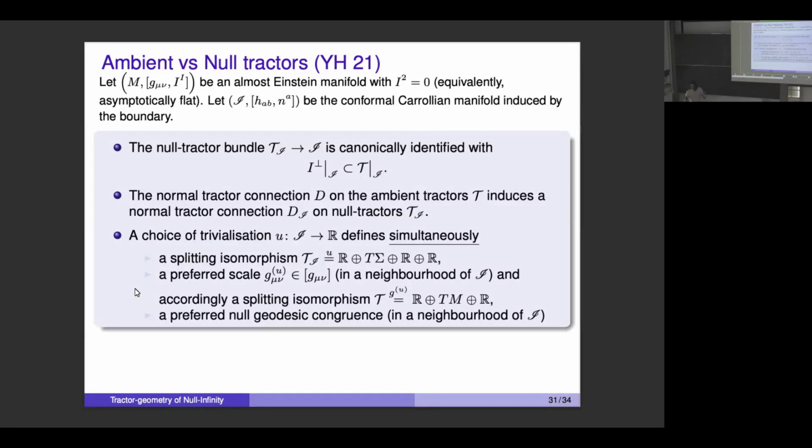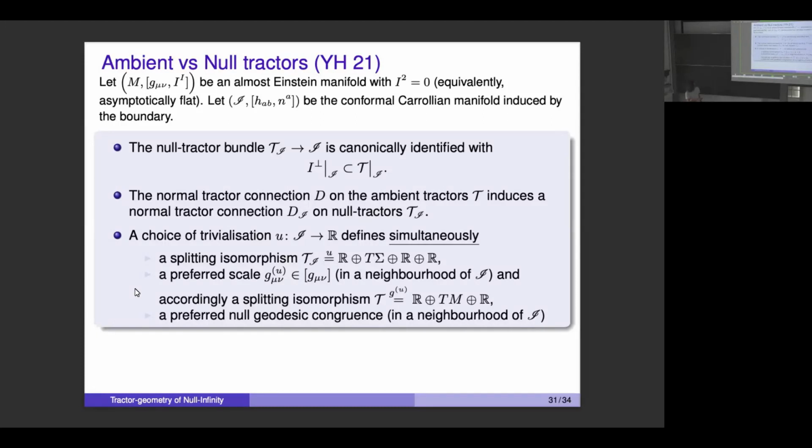Now with the very same object U, this trivialization, you split your tractors and you split your bulk tractor bundle. Now you can try to match them and check that everything works out. It does. I mean, you can make sense of this. And perhaps the last point is that choosing this U is also the same as choosing a null geodesic congruence, and then you can define the asymptotic shear of this null geodesic congruence. And you see that this U is coordinates. So all this part, if you want, is coordinate free, fully.